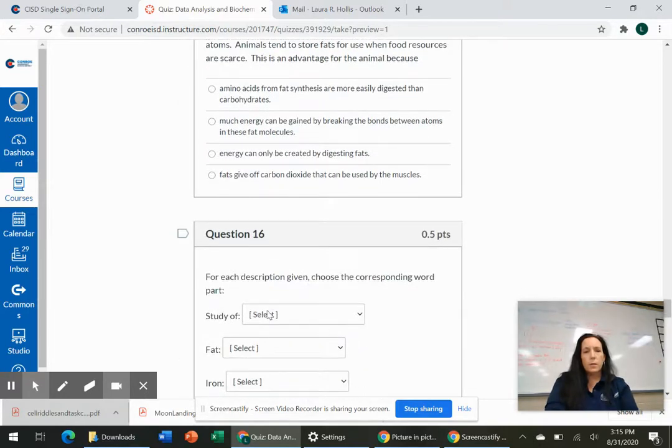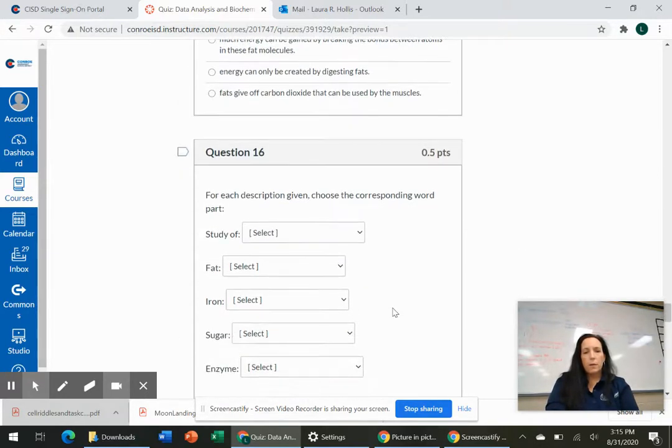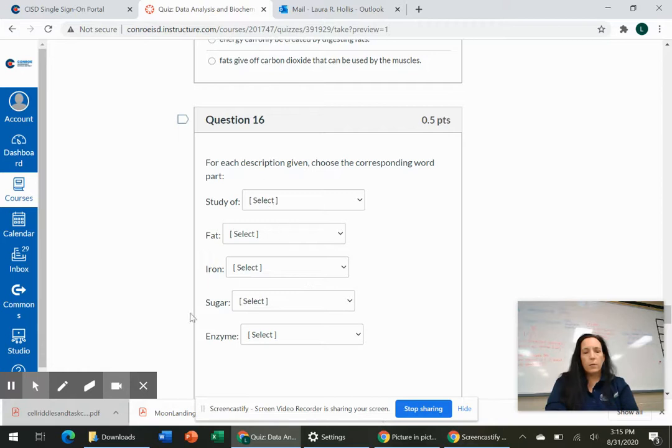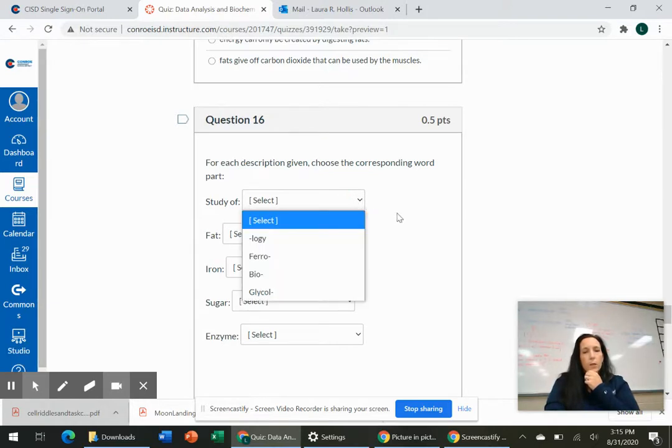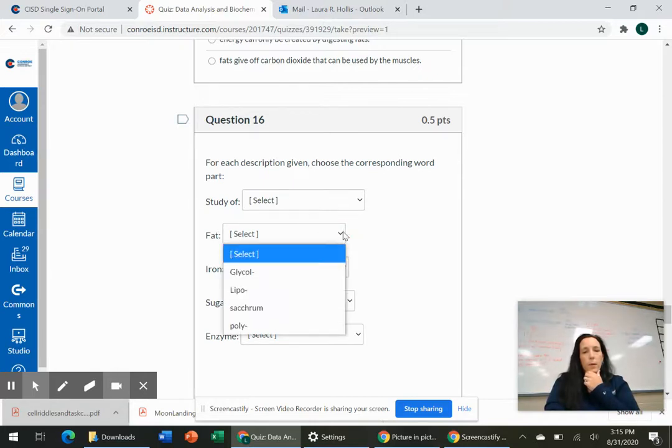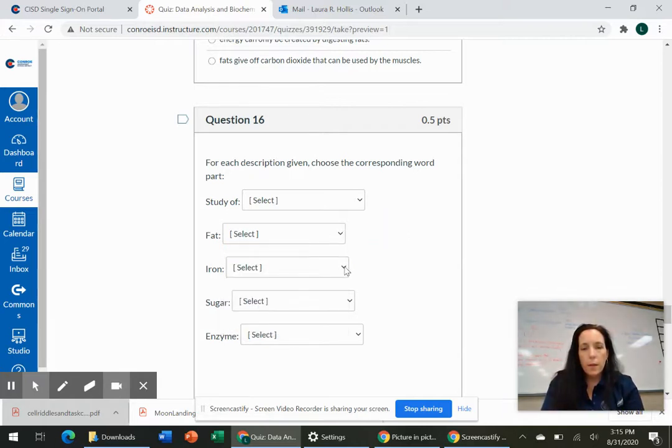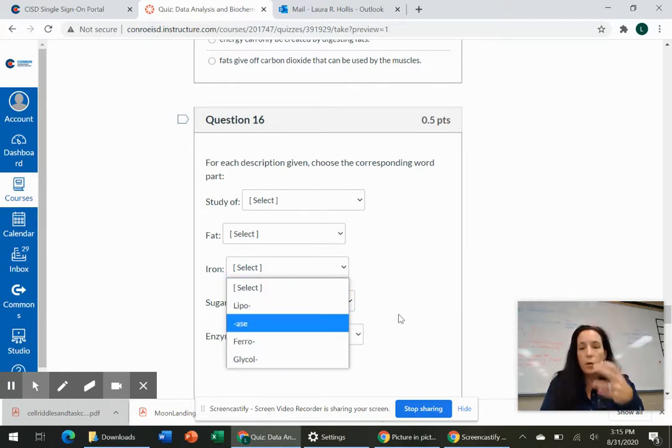All right, question 16. Oh, I may have to pull these down. Hold on. I may have to do each of these one by one. All right, let's see if y'all can follow this. So study of, the answer would have been ology. The answer for fat would have been lipo. And these are directly off the unit handouts. The answer for iron would have been ferro. Okay, and so you need to start learning these.